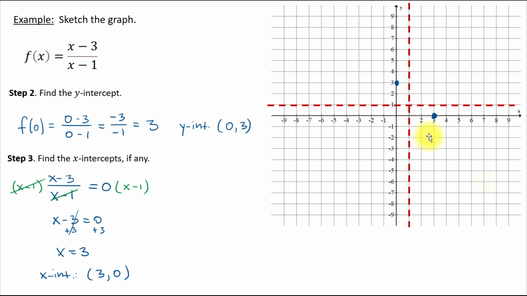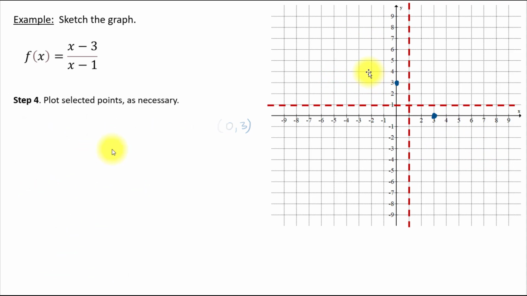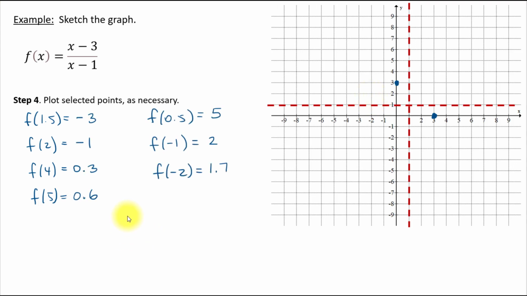Okay, going back to our example, as I said, I'm expecting one branch of this graph in this area and one in this area, so I need to find a few more points in each region. This will be step 4. For the right-hand side branch of the graph, I'll find points at 1.5, 2, 4, and 5. And for the left branch of the graph, I'll find points at x equals 1/2, -1, and -2. Okay, so I found all these values. For some of them I just had to approximate, and now I'm going to plot these points.